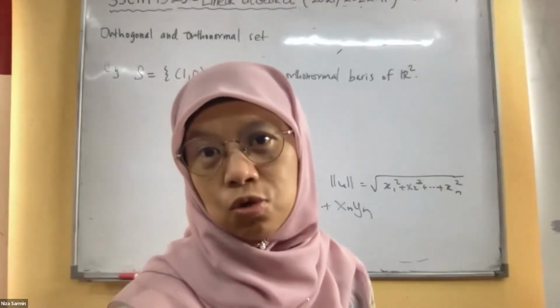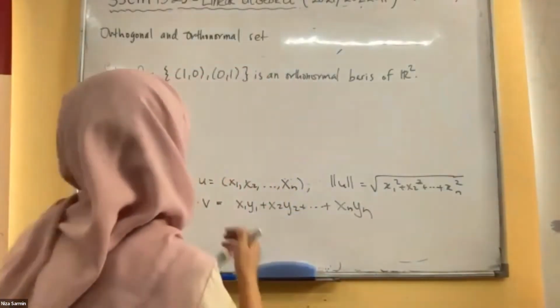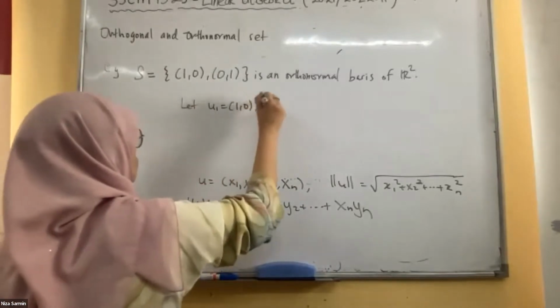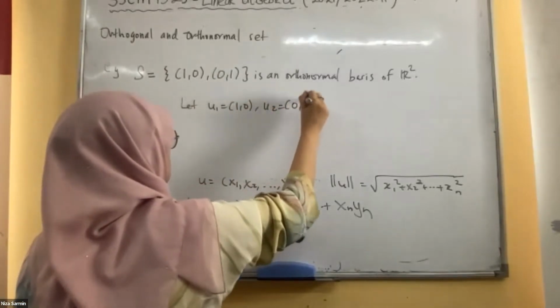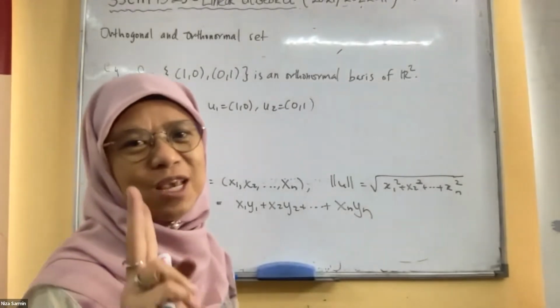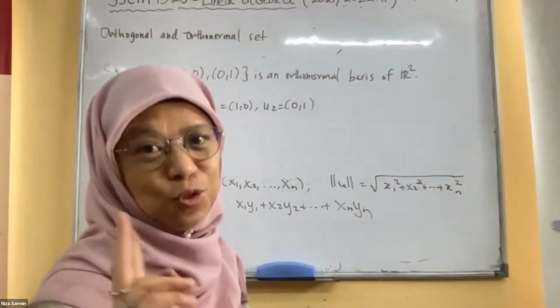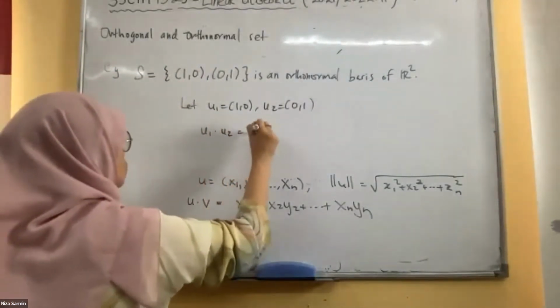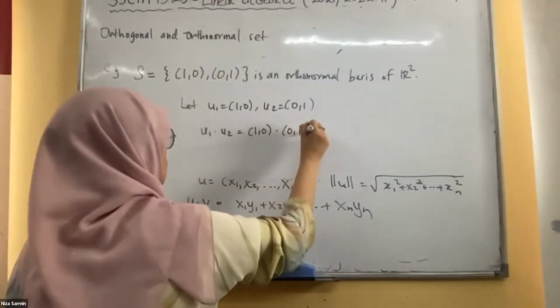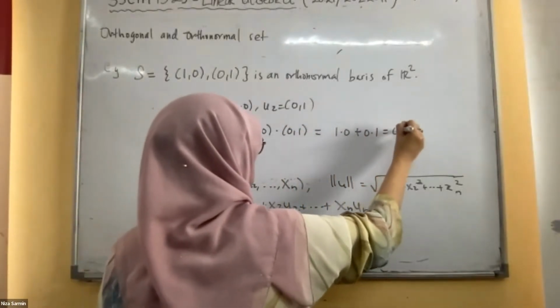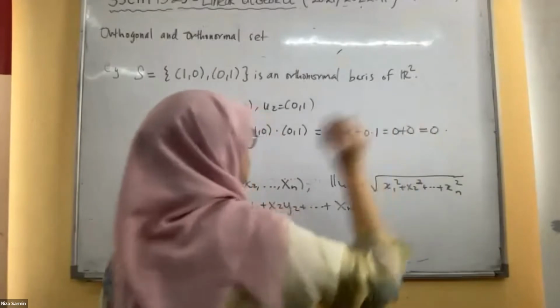So to show it is an orthonormal set, let u1 be (1, 0) and u2 be (0, 1). There is only 2, so you only have to dot product 2. u1 dot u2 is (1, 0) dot (0, 1), which is 1 times 0 plus 0 times 1, 0 plus 0 equals 0.